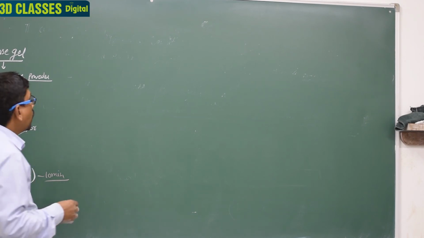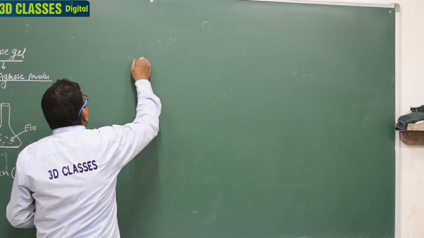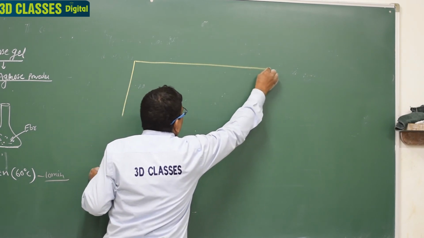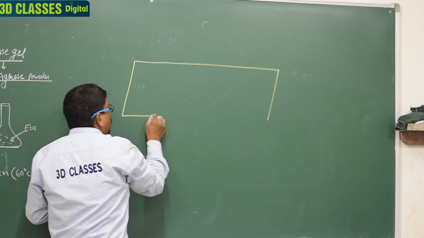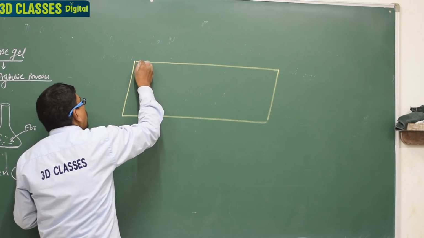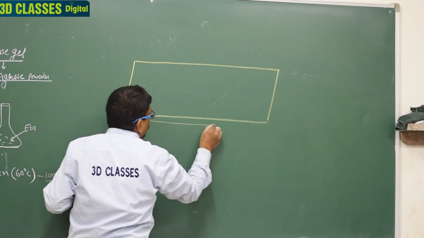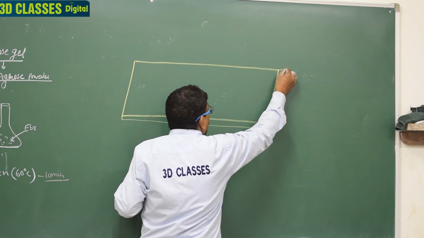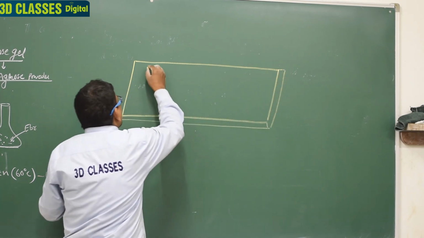So, after the completion of the complete process, we obtain a gel. This diagram is given in your NCERT book and in your Rajasthan board book. We are given to study only this diagram.